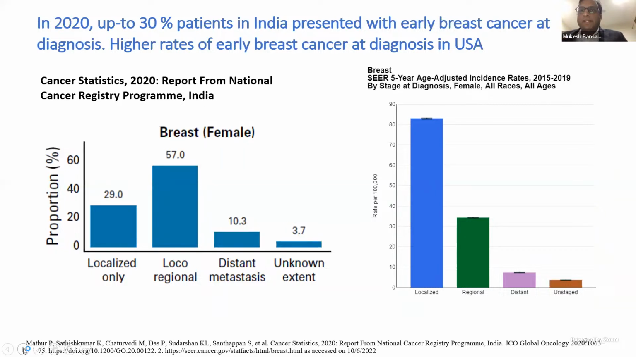So coming to the Indian data, in 2020, up to 30% of patients in India presented with early breast cancer at diagnosis. Obviously, in Western countries, the majority of breast cancer patients are now being diagnosed in early or localized stage, while in India, the most common presentation is loco-regional stage.